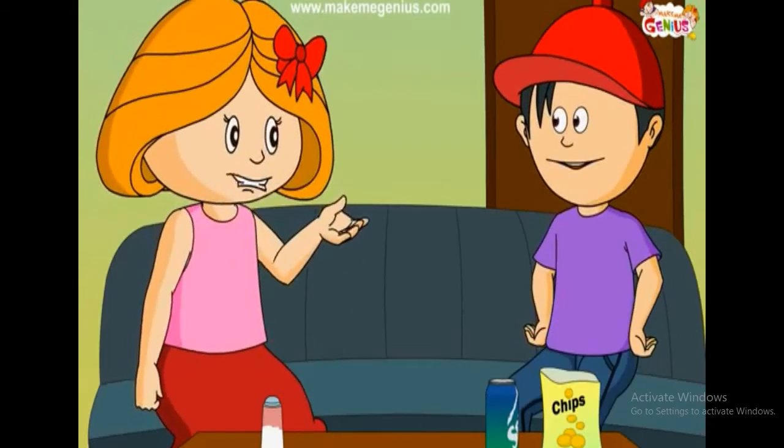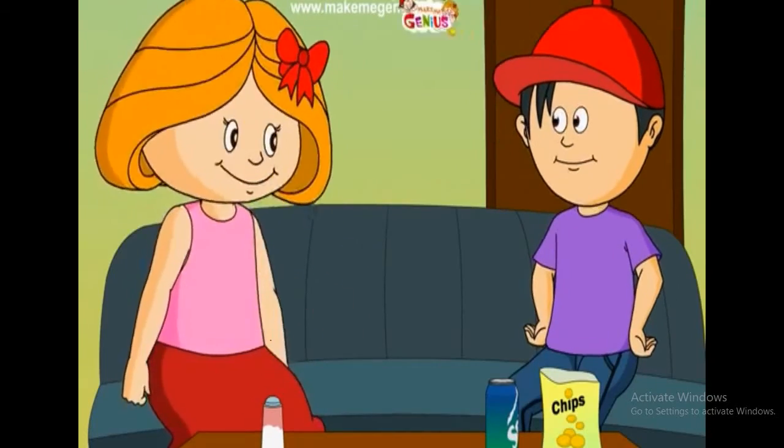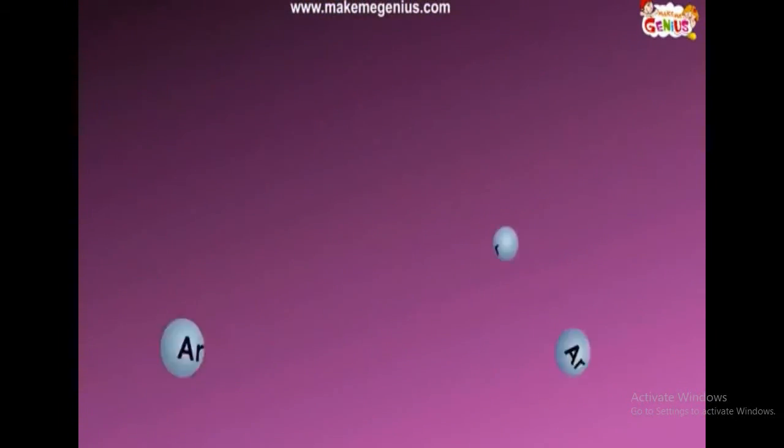Let's understand that with an example. Argon is an element found in nature as gas. This is an argon atom. Now many argon atoms roaming close to each other form argon gas or argon element. Okay, so element argon consists of only one type of atoms.